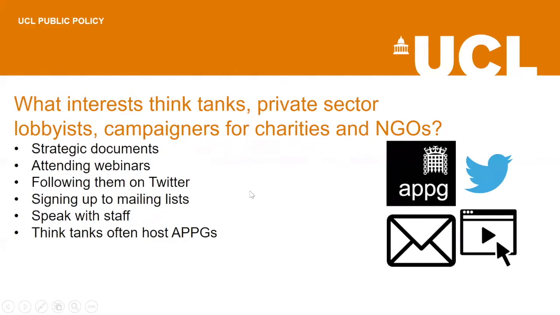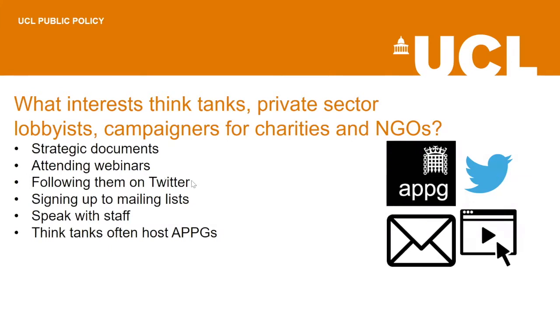In terms of finding out what interests the third-party policy stakeholders like think tanks or private sectors, there's actually a lot of ways. If you know of a stakeholder, you can check their strategic documents. They'll often have strategic reports. Some might have research priority documents. So if you have a look on their websites, you should be able to find information there. If you also look at a list of the webinars that they are hosting, that'll give you an idea of the topics that they're interested in.